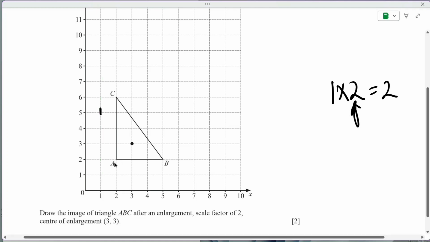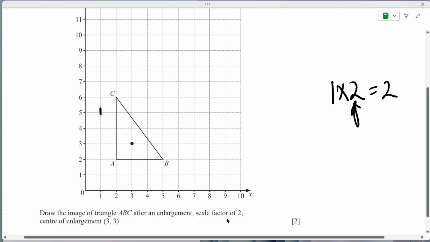Now take the horizontal line AB. Take into consideration the horizontal line AB and its distance from the center of enlargement. We have it at 1 line away from the center of enlargement. This is 1 line away, or you can say 1 box away. You can count by box or you can count by lines, whichever you're more comfortable with. Now let's say we count by line. You have it 1 line away.